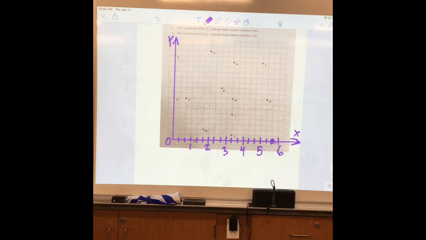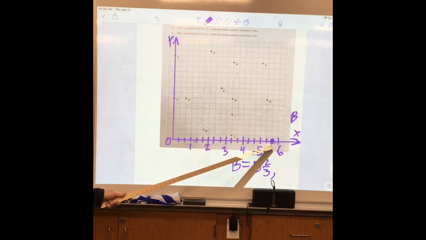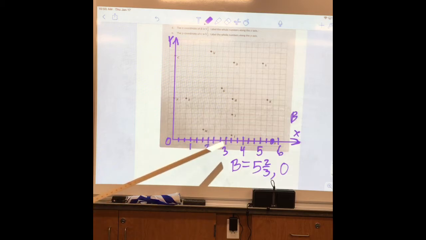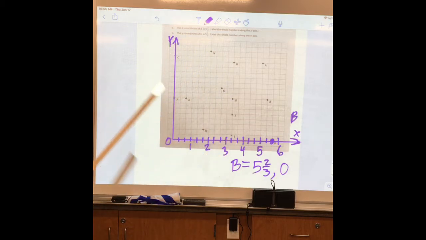So B is equal to, let me put it down here. B is equal to 5 2/3. And what would be the Y number for B? Does it go up? No, it's on the line. So we just put a 0 for the Y number. Does that make sense? That's how you do this. Keep going over that.